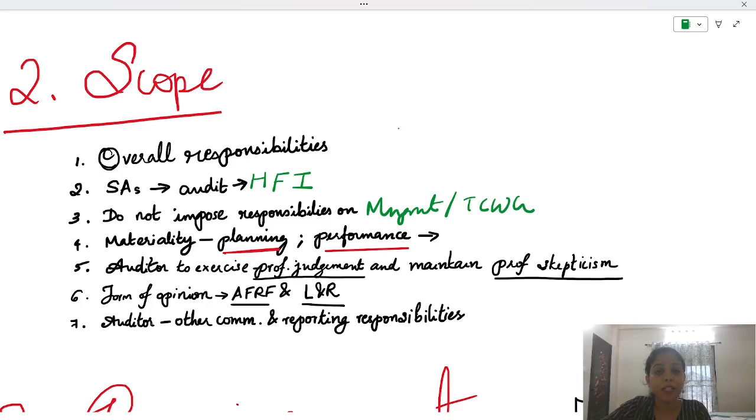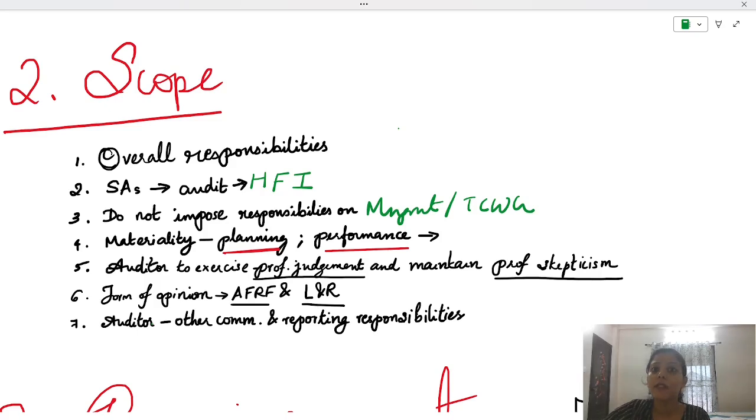Does it impose any responsibility on management or those charged with governance? No. Management and those charged with governance, the TCWG, will have many responsibilities. Okay, SAs do not intend to override them. So no responsibilities on management or TCWG from the SA's perspective. Okay, they have other responsibilities. The SAs, or the Standards on Auditing, are for auditors.